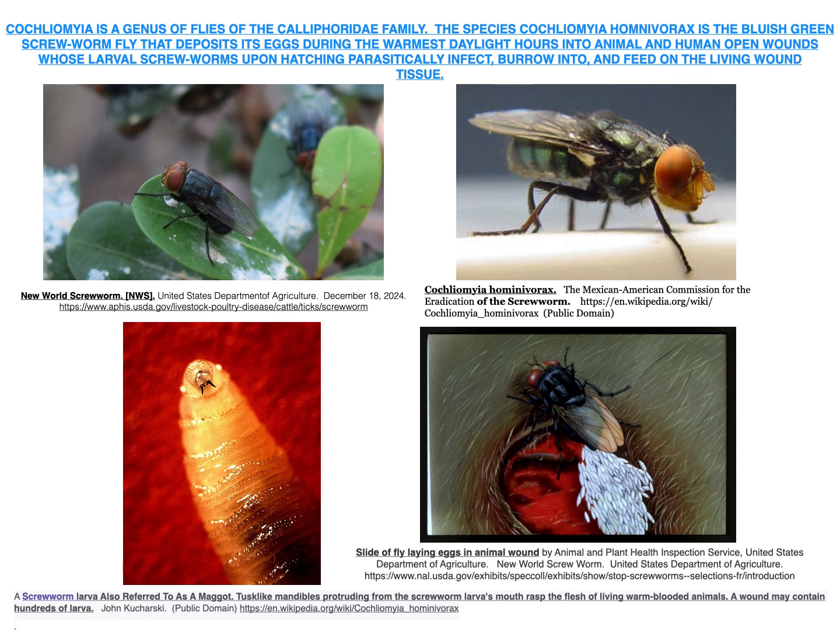Top images: New World screwworm, abbreviation NWS, Cochliomyia omnivorax. Bottom images: a screwworm larva, also referred to as a maggot. Tusk-like mandibles protruding from the screwworm larva's mouth rasp the flesh of living warm-blooded animals. A wound may contain hundreds of larvae. Slide: a fly laying eggs in an animal wound.